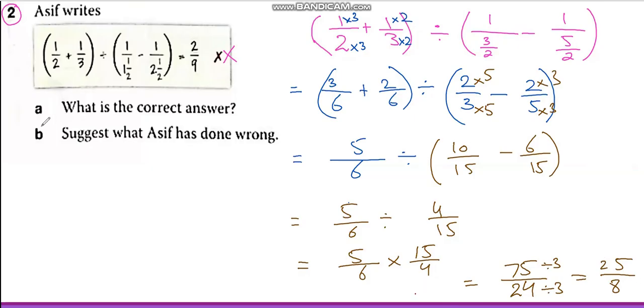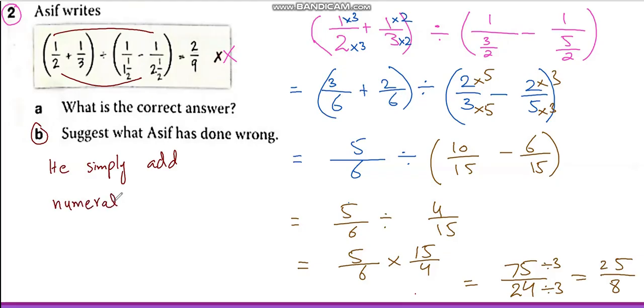But in part B, we have to suggest what Asif has done wrong. So basically, it seems that he is not considering the mixed fractions, and he is just adding the numerators and denominators to get to 9 over there. So we will write that he simply added numerators and denominators. Now let's proceed to the next question.